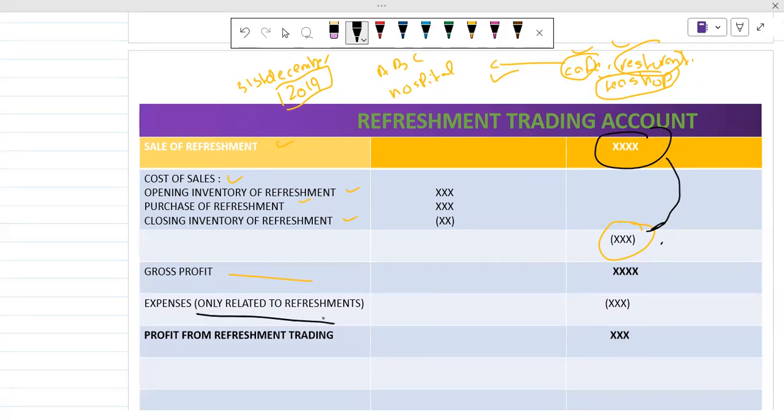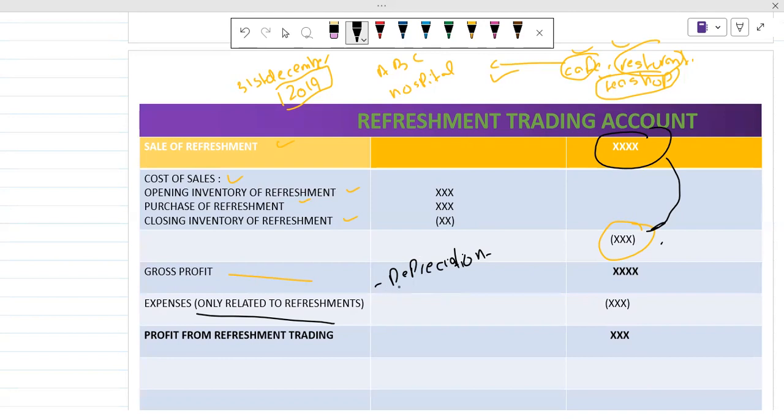After that we have expenses. Expenses should be related to the refreshment account. What type of expenses could it be? It could be depreciation of the machinery of the cafe and restaurant. If it is a restaurant, they may be using computers, tables and chairs, and if it is a cafe, they must have a coffee machine or something else. If they have machines, they will have to find a depreciation, which should be related only to the cafe, restaurant, or tea shop.